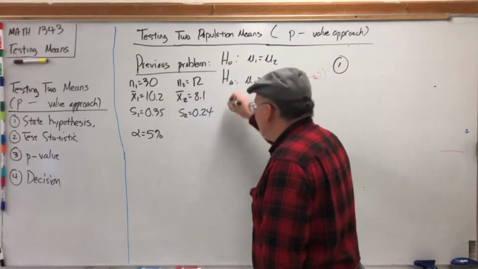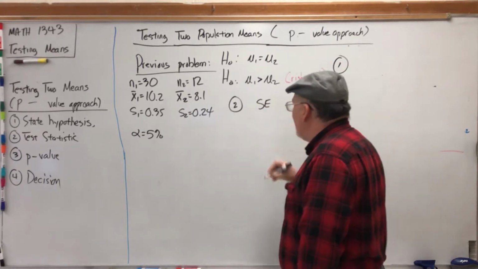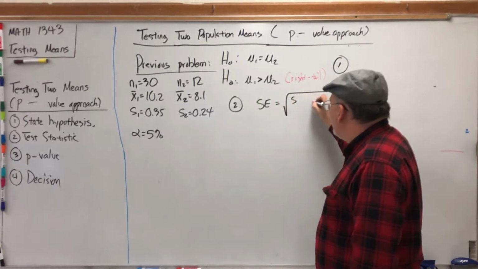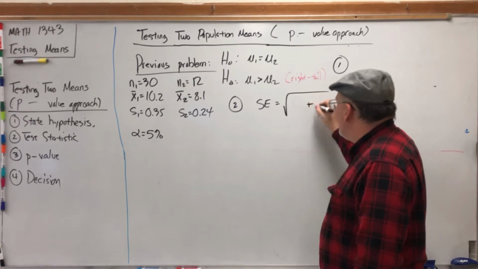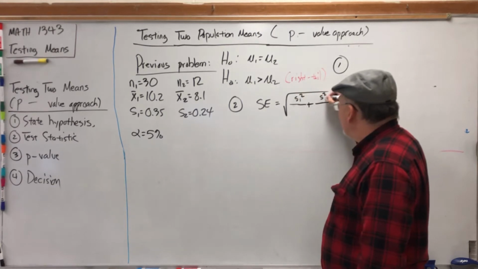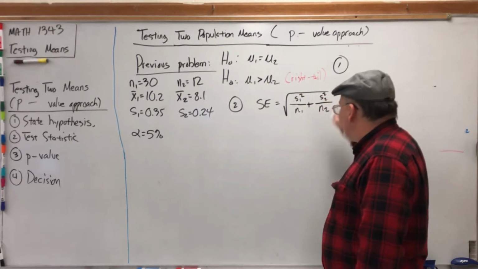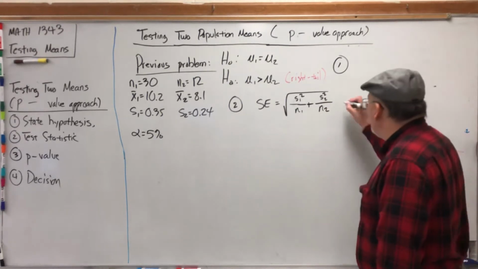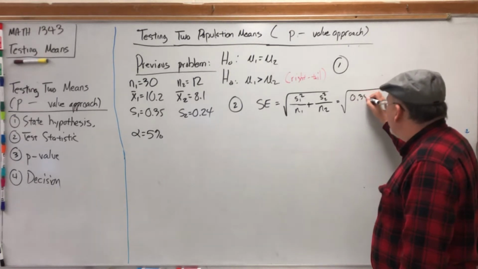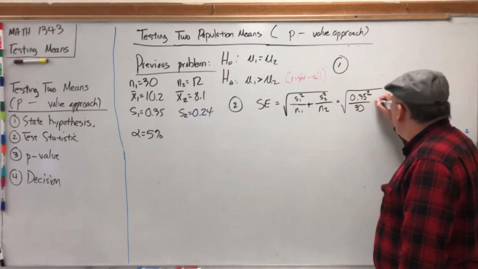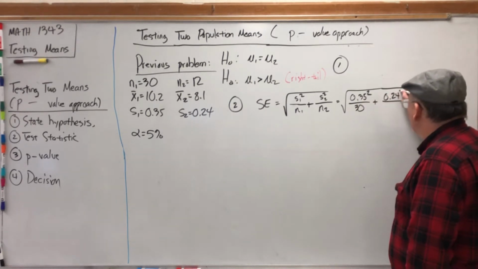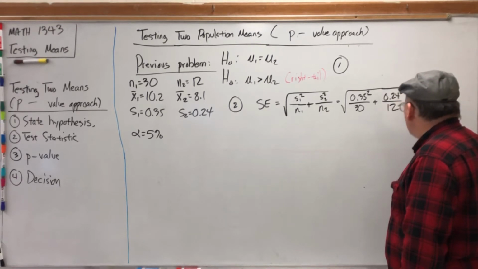To calculate our test statistic, we go back to the same formulas as before. I will rewrite the formulas so that they're contained in this video. Our standard error was the square root of the sum of the ratios of the squares of the standard deviations to the sample sizes. So there's your formula for standard error. And when we put those numbers in, we had 0.35 squared over 30 plus 0.24 squared over 12, and all that was square rooted.